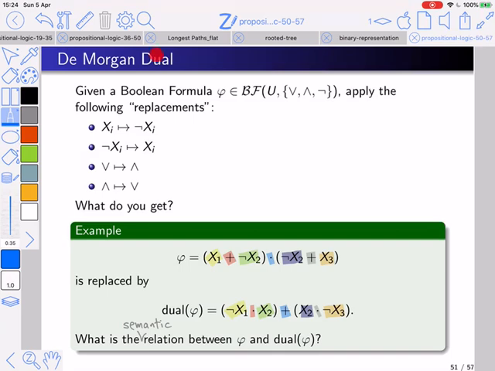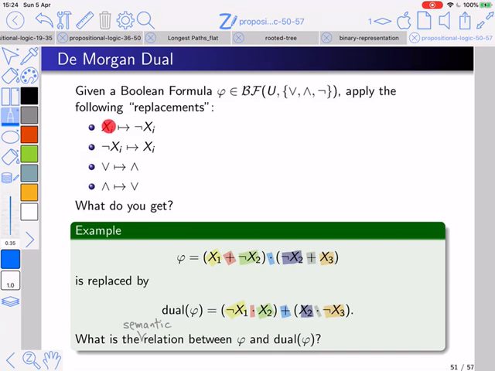Let us define a notion called De Morgan dual. So given a Boolean formula phi that is over three types of logical connectives: or, and, not. Consider the following replacements that one could apply.